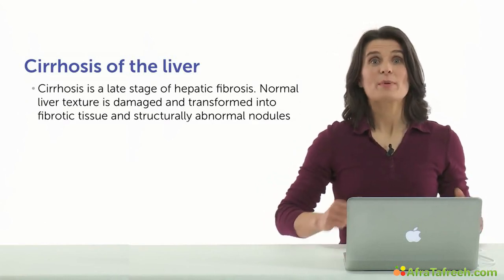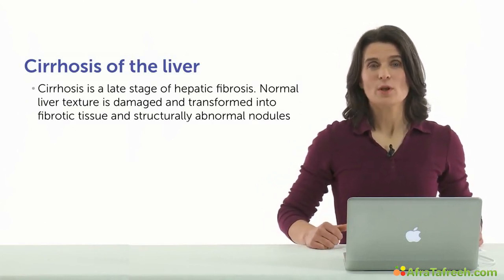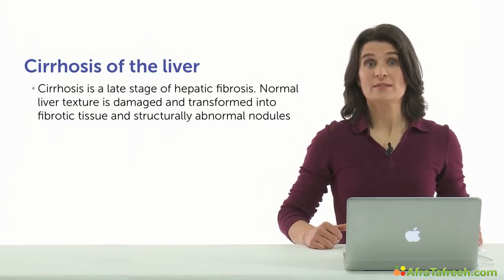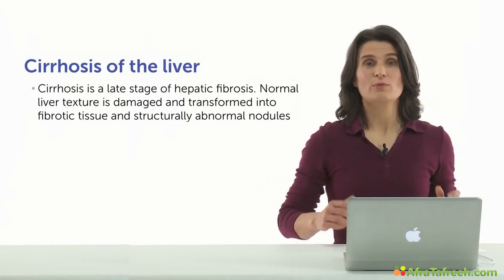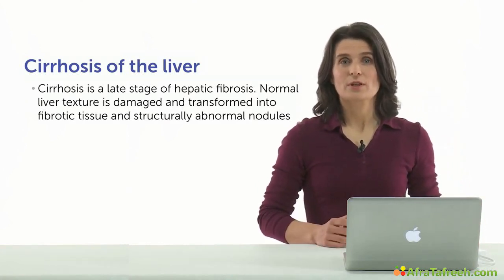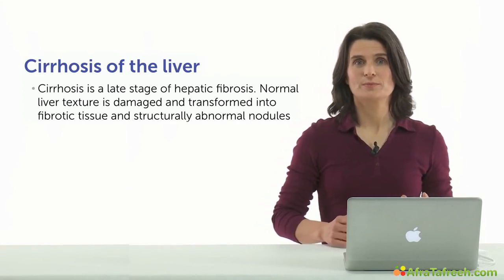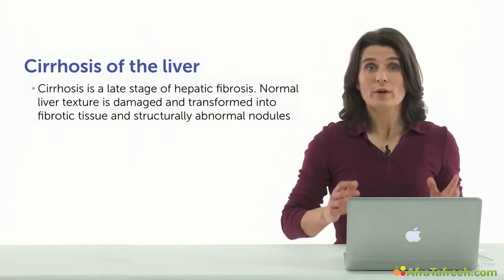Our last topic in this chapter of diffuse diseases will be liver cirrhosis. We all know that cirrhosis is a late stage of hepatic fibrosis. The normal liver parenchyma is damaged and transformed into fibrotic tissue and structurally abnormal nodules. The liver texture is more and more destroyed.